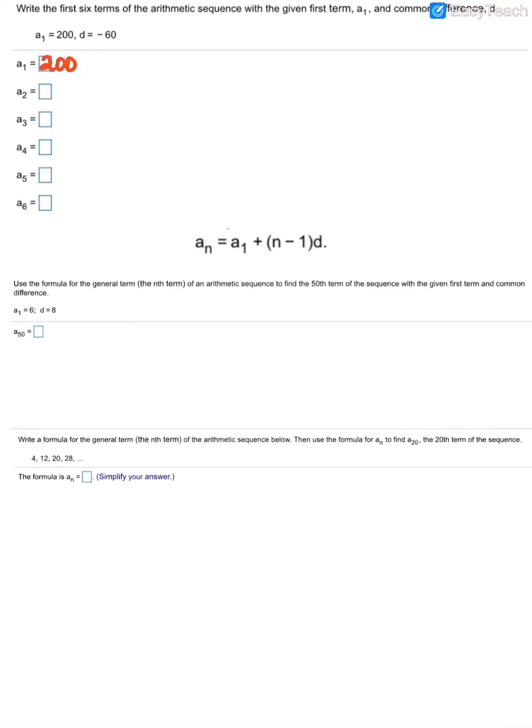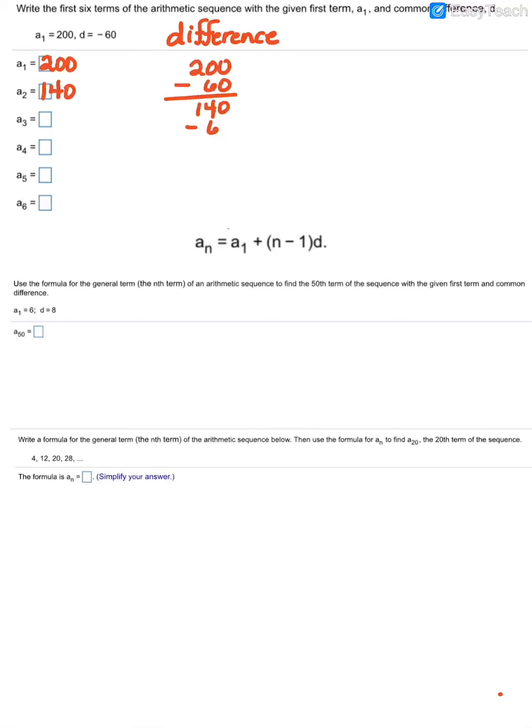Now D stands for the common difference, and that means what you are either adding or subtracting to get to the next term. In this case, because it's negative 60, we are subtracting. If you take your first term and you subtract 60, you are left with 140. So my second term would be 140. And then you just continue on.